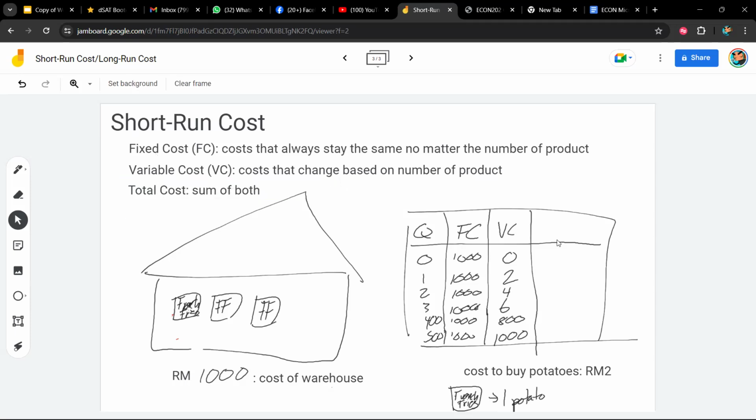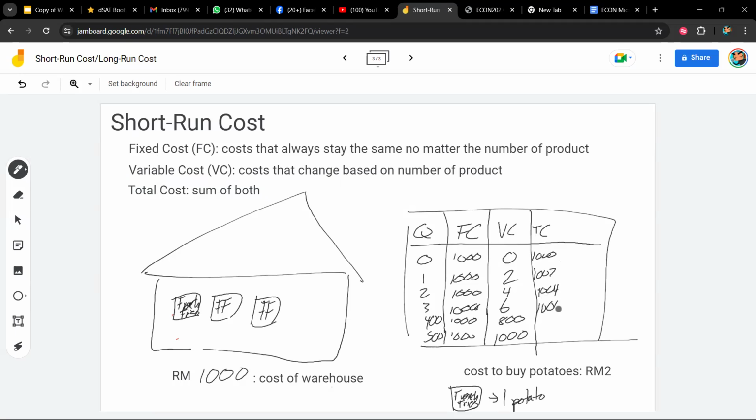So in this case, for example, your total cost of producing 0 product is 1,000. If my total cost of making one French fry is 1,002, if my total cost of producing two French fries is 1,004, and so on and so forth. But of course, this is not what we want to talk about the most.